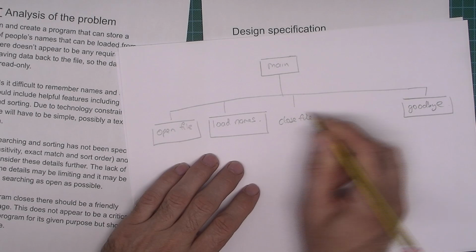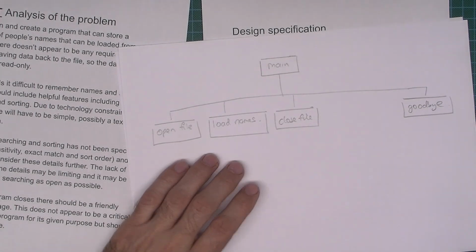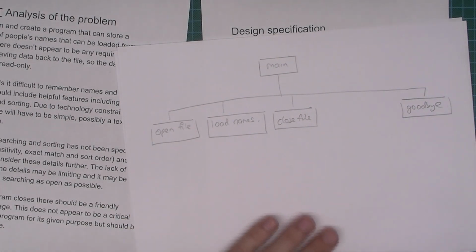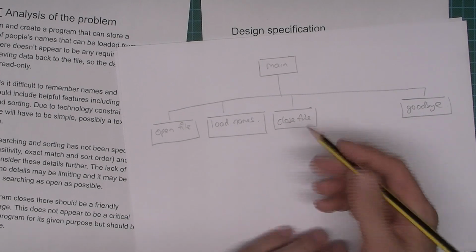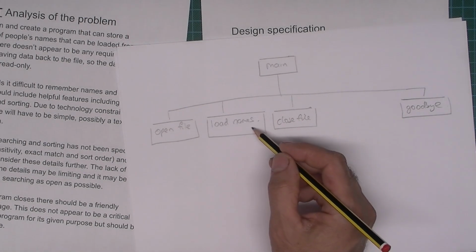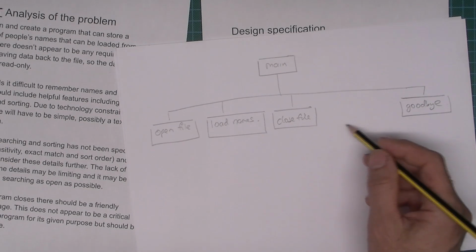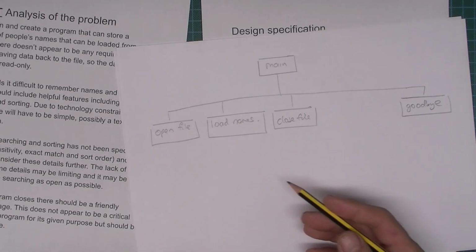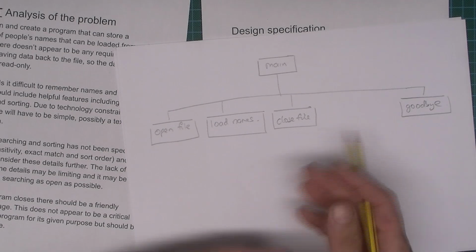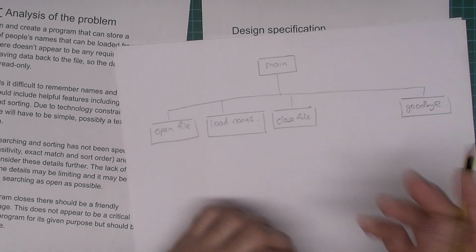So we're going to close the file as the next procedure. Now that we've closed the file, bearing in mind we've loaded the names into some sort of data structure, we now need to give the user those options, like what do you want to do? Do you want to display the names? Do you want to search names, sort the names? What do you want to do?